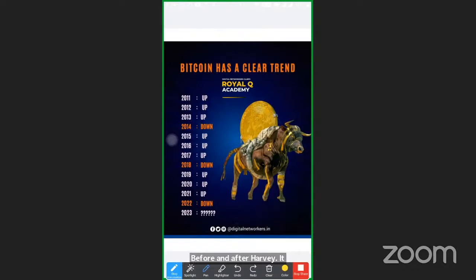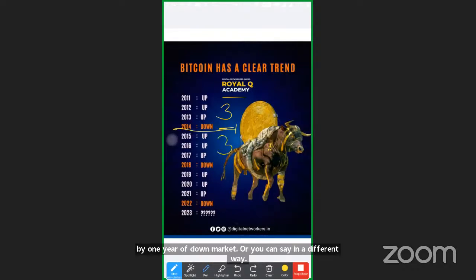Can you see a trend here? How many people see a trend here? If you look closely, you see that 3 years of up market is followed by 1 year of down market. Or you can say in a different way, 1 year of down market is followed by 3 years of up market.